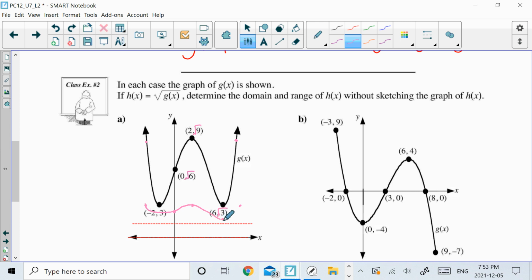So if I connect these points with nice smooth curves, the radical function would look something like this, except for this point. That would be negative 2, square root of 3, which was at 1.7. So sorry, I'm forgetting this point.